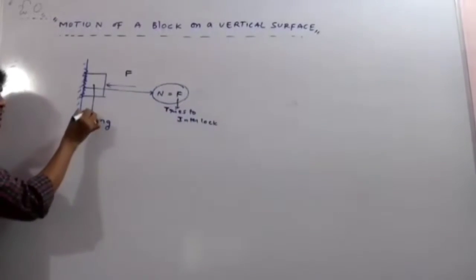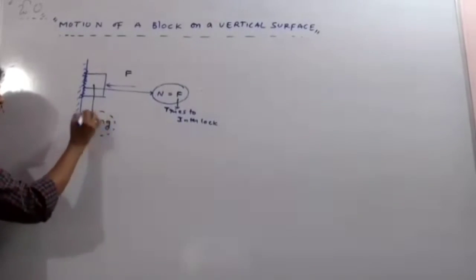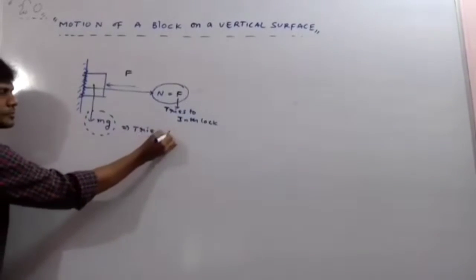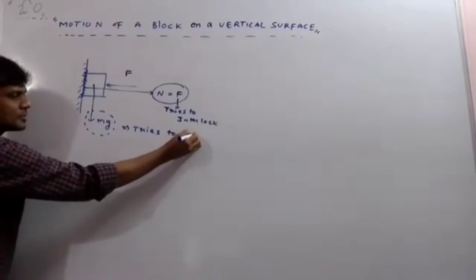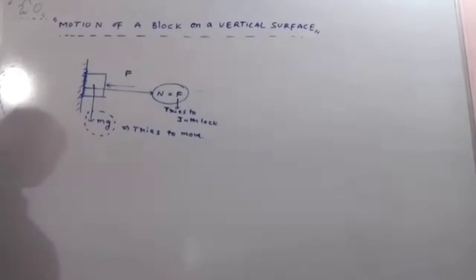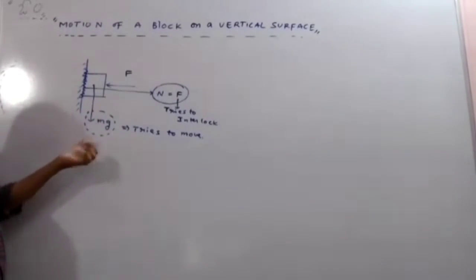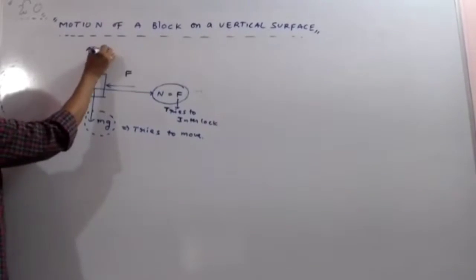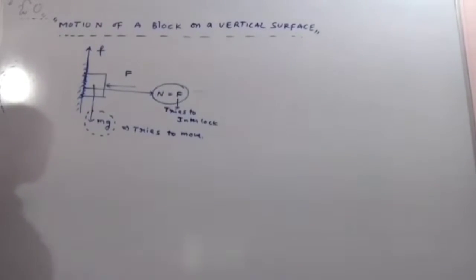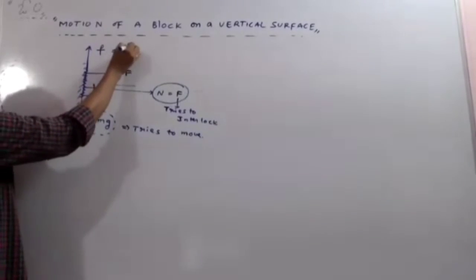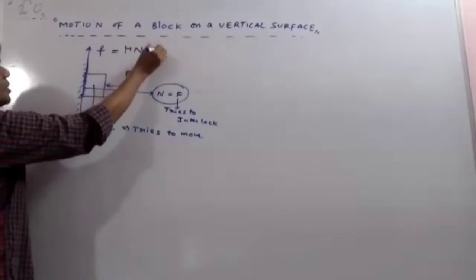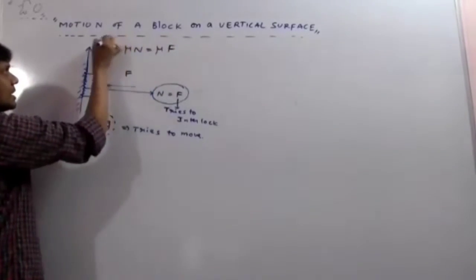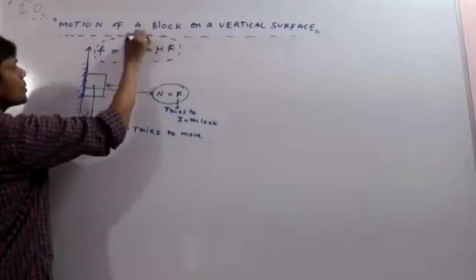Which tries to move? Mg tries to move. Then what happens? Opposite to that, friction is developed like this. This friction is equal to mu into N, which is equal to mu into N, that means F. So this tries to oppose.